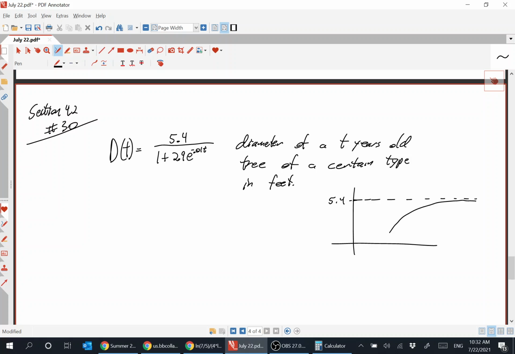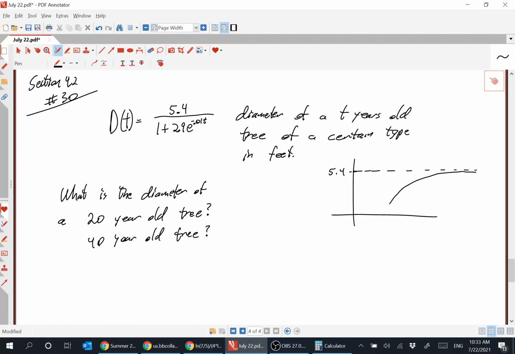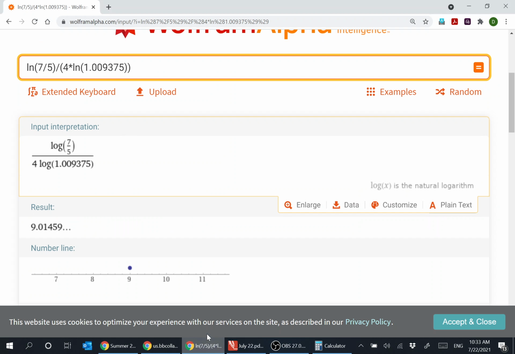What is the diameter of a 20-year-old tree? How about 40-year-old? Okay, well, let's check those out.